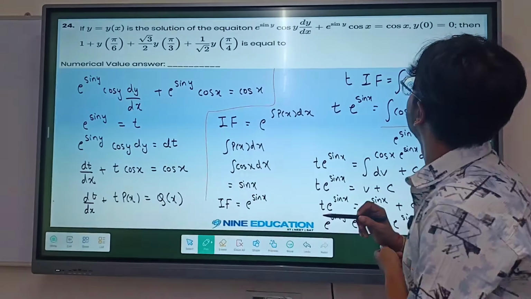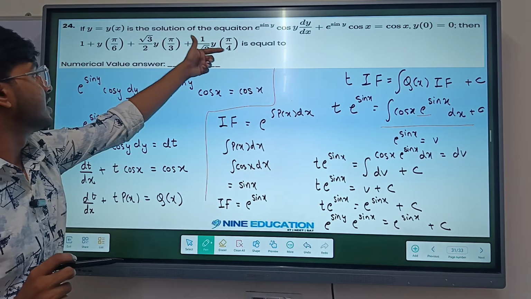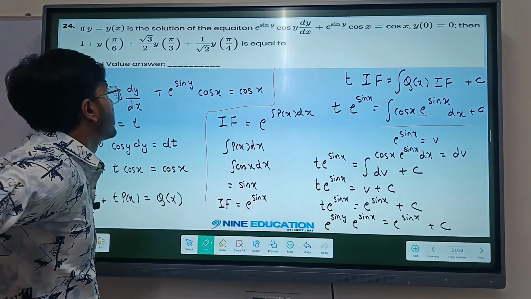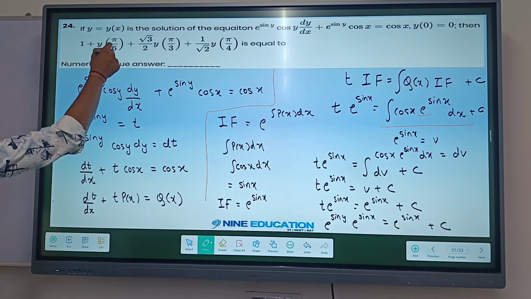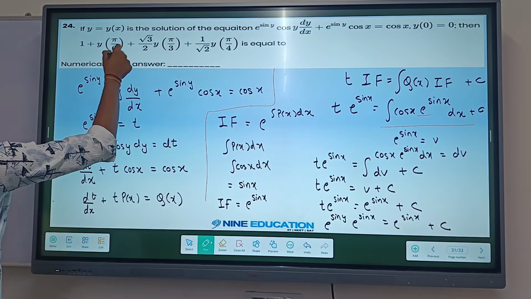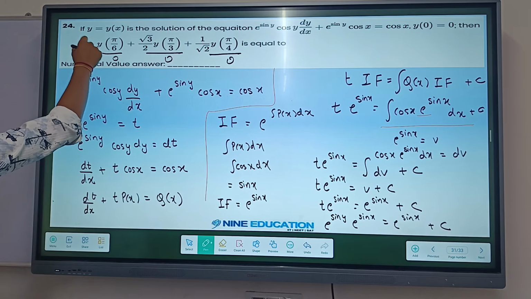So y equals 0. Whatever value you keep in place of x, y will always be 0. So this is 0, this is 0, this is 0. So finally the answer is just 1.